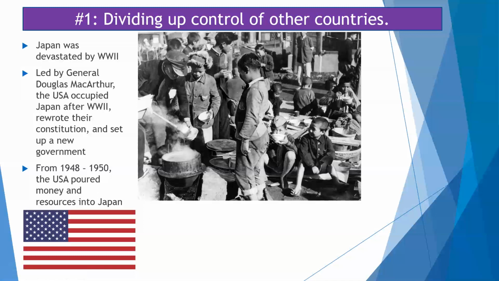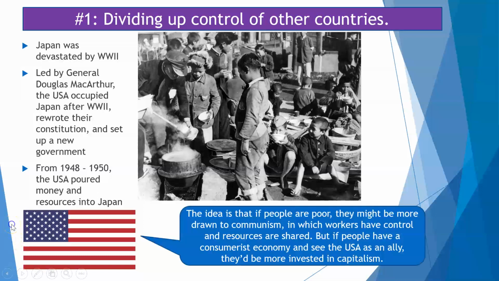Japan was also devastated by World War II, of course, and led by General Douglas MacArthur, the United States occupied Japan after World War II, rewrote their constitution, and set up a new government. From 1948 to 1950, the U.S. poured money and resources into Japan, just like it did in Germany.